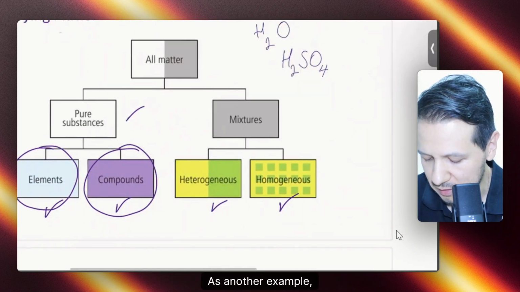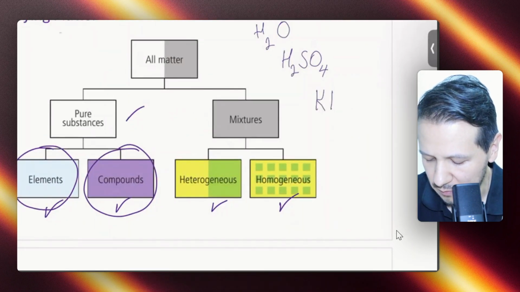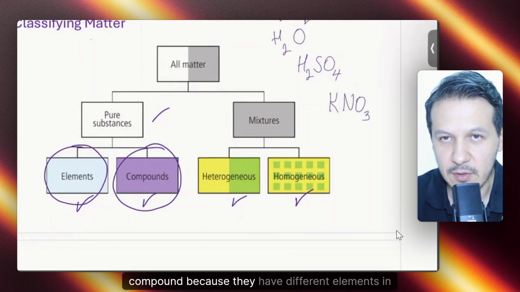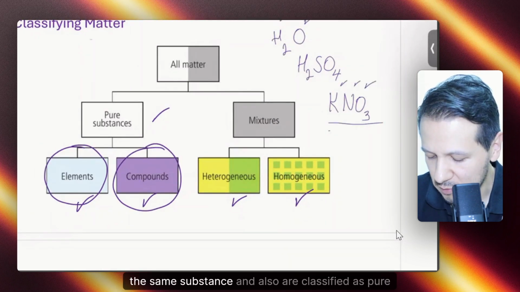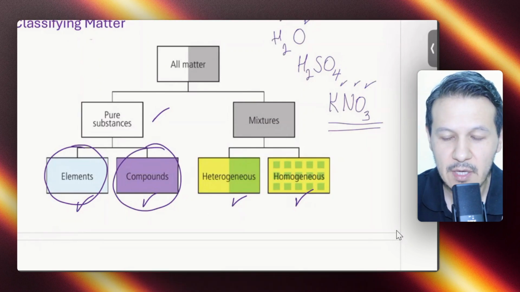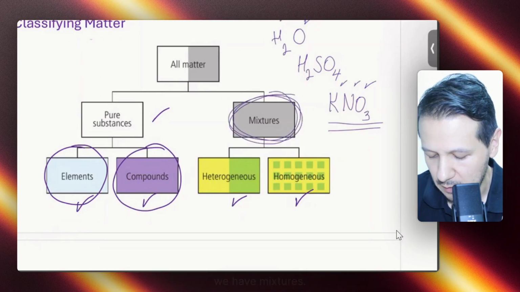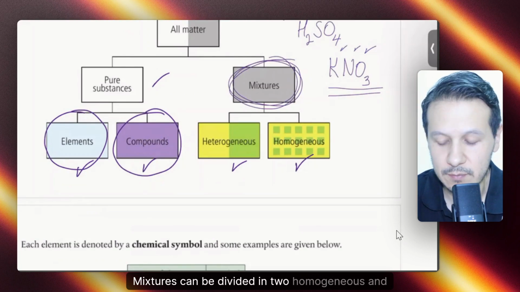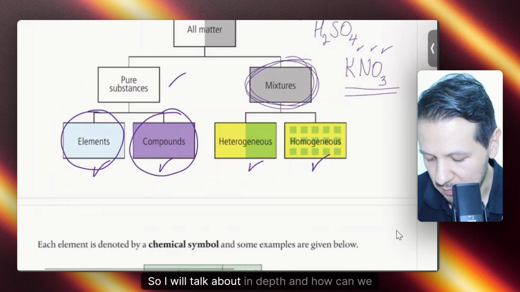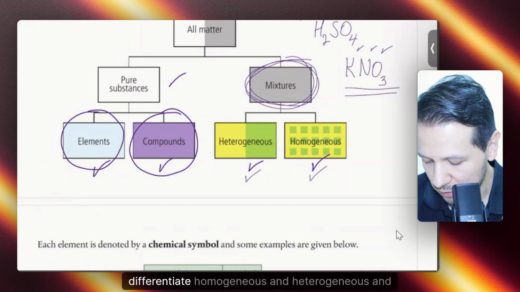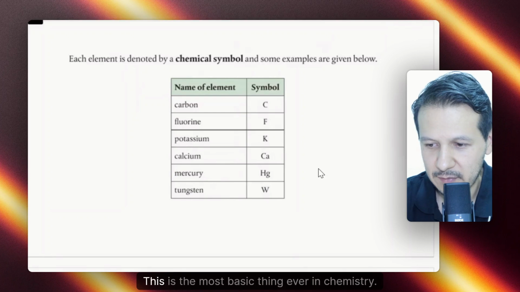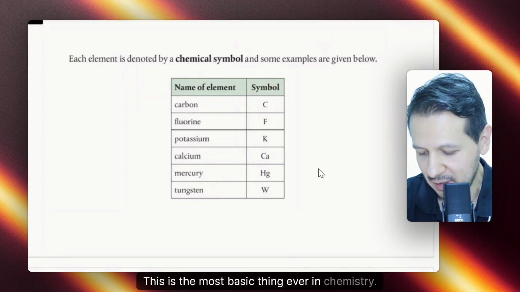As another example, let's see potassium nitrate. This is another compound because they have different elements in the same substance and also are classified as pure substances. On the other hand, we have mixtures. Mixtures can be divided in two, homogeneous and heterogeneous mixtures. So I will talk in depth about how we can differentiate homogeneous and heterogeneous and what are the main features for this. This is the most basic thing ever in chemistry.